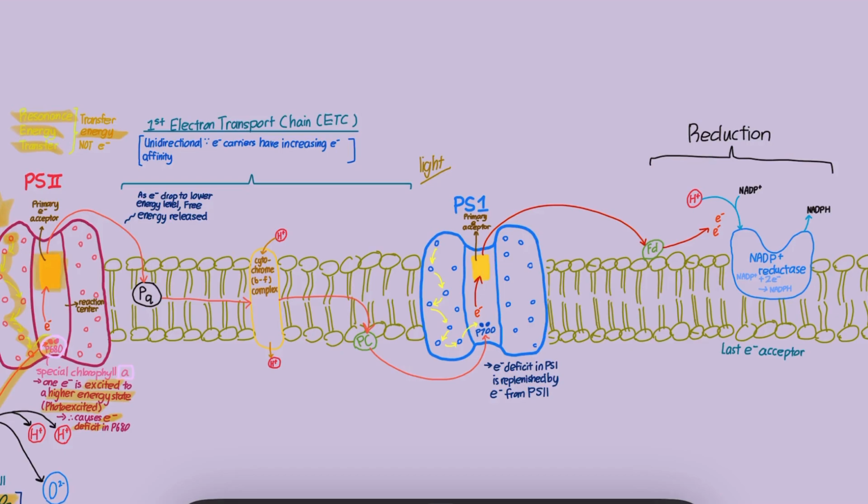The electron travels through the first electron transport chain, consisting of plastoquinone, the cytochrome Bf complex, and plastocyanin. These electron carriers are arranged in increasing electron affinity, ensuring that the electron moves unidirectionally. The electron will move through a series of redox reactions, that is oxidation and reduction reactions, where in each step it is dropped to a lower energy level, releasing free energy.